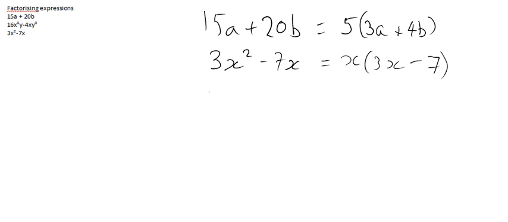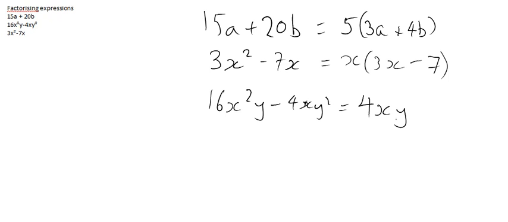Now the hardest one we've got here is 16x squared y minus 4x y squared. Now let's go through those. 16 and 4 both are divisible by 4, so I'm going to take that outside. I've got an x there and an x there, and I've got a y there and a y there, so I'm going to take an x and a y outside.